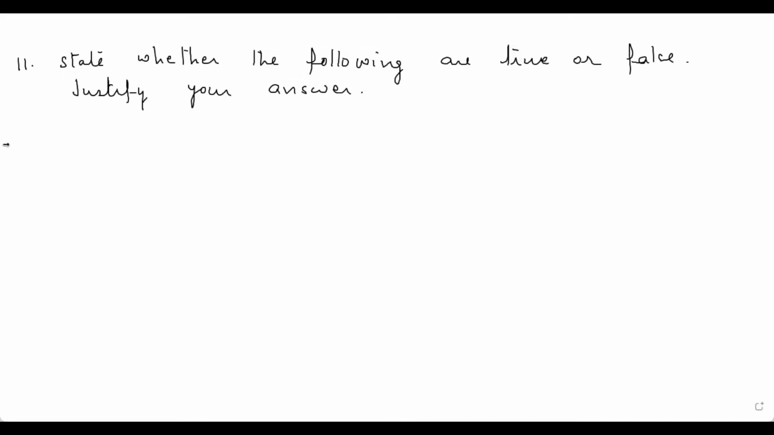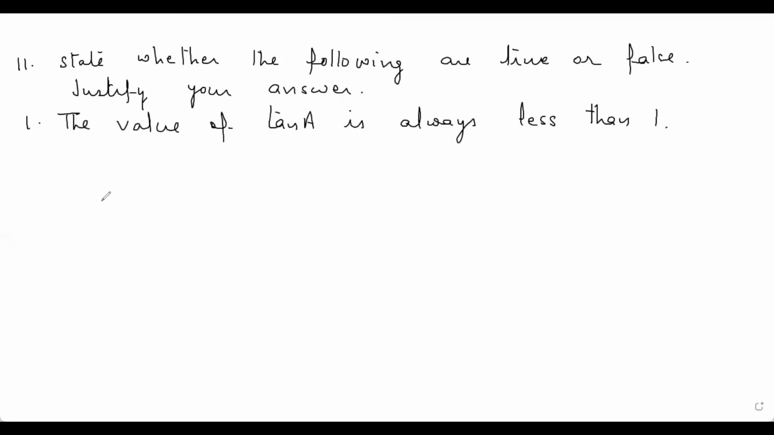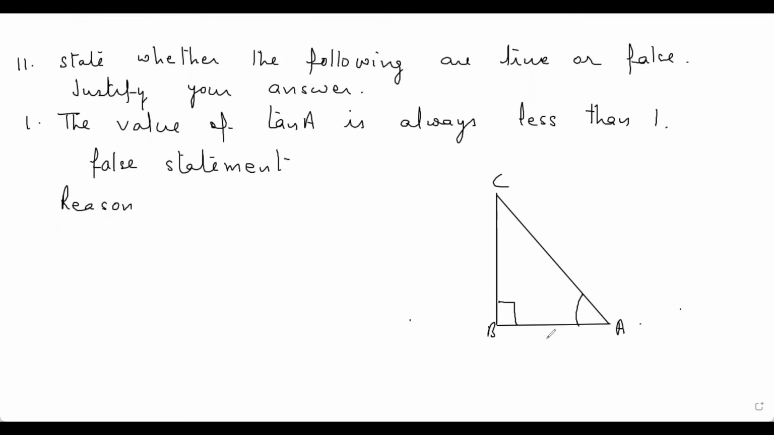Now the 11th question is, state whether the following are true or false. Justify your answer. The first question is, the value of tan A is always less than 1. This is a false statement. Reason: this is a right angle triangle, and we are talking about this angle A. This is base, this is perpendicular, and this is hypotenuse.